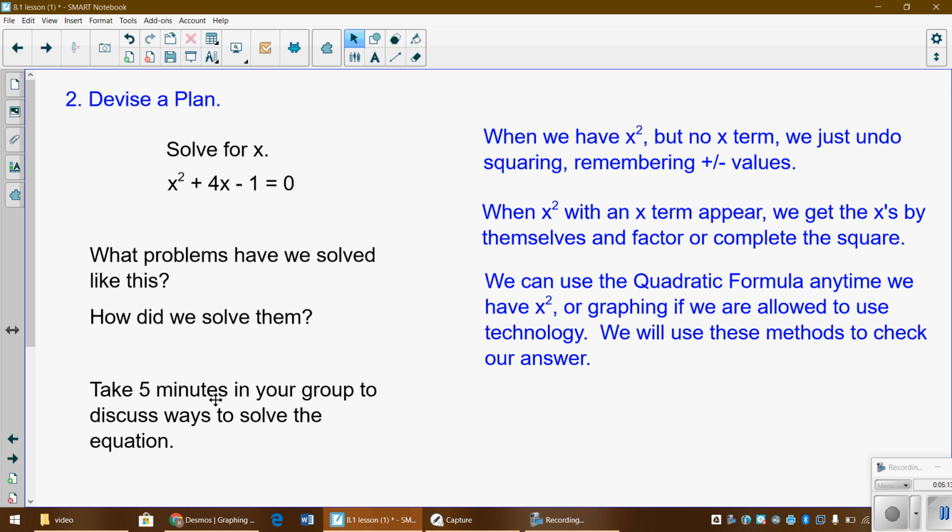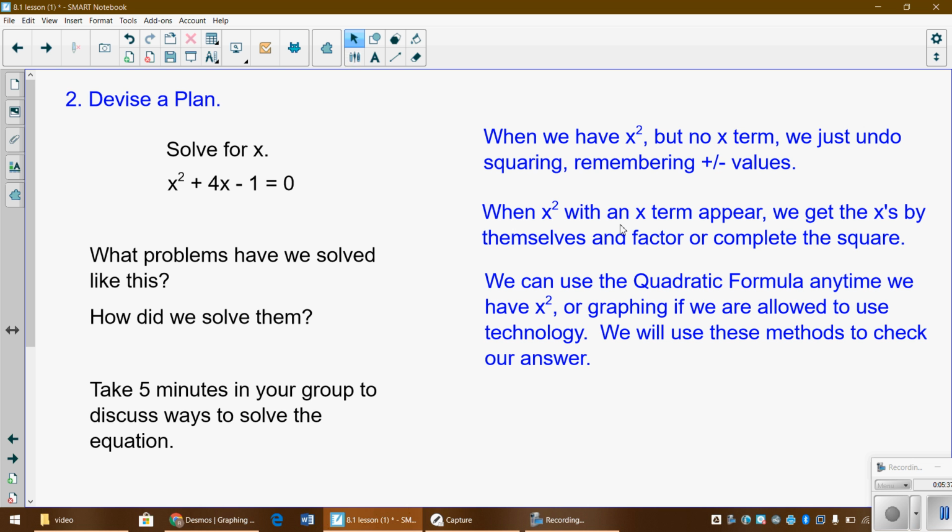And then they're going to work in groups. Take 5 minutes in your group to discuss ways to solve the equation. Some of the things I'll be reminding them as we discuss and before I let them loose. When we have x squared but no x term, we can just undo the squaring. We do have to remember there's typically two values, a positive and a negative, unless it's a zero there.